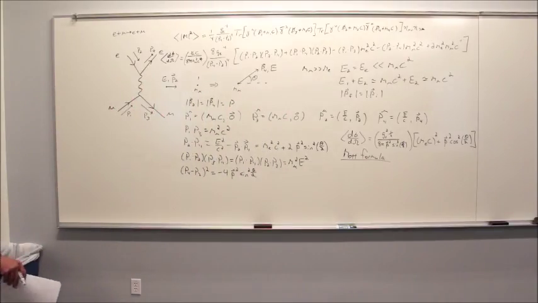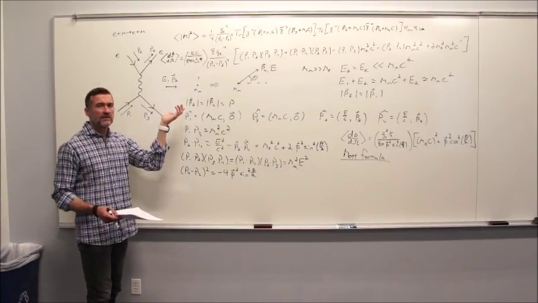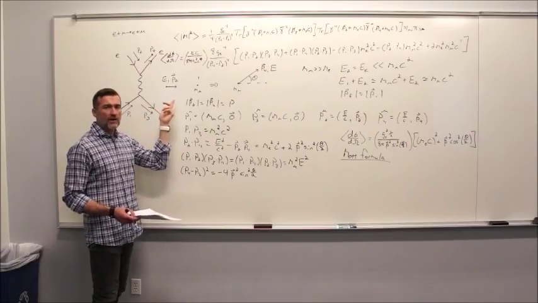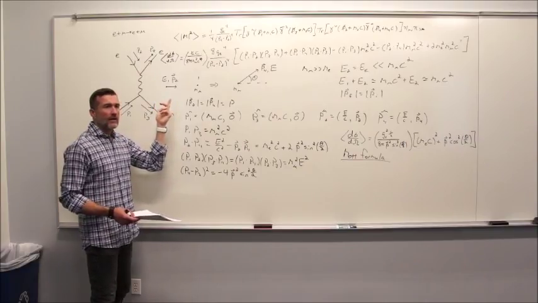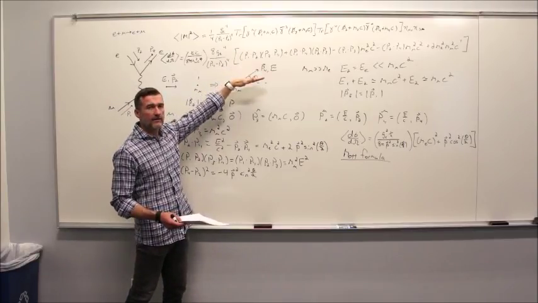Okay, so what does it say? Well, first of all, it says if I set up my experiment like this, I take a muon at rest, and I slam it head-on with an electron. This is giving me the scattering cross-section as a function of angle theta.